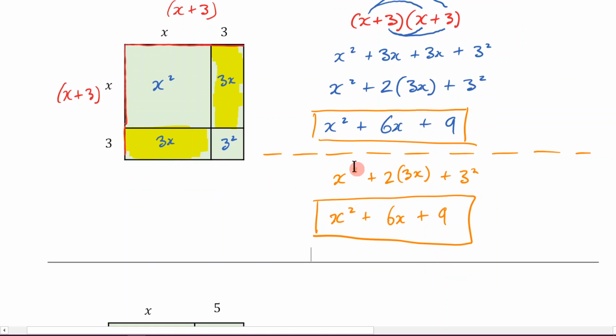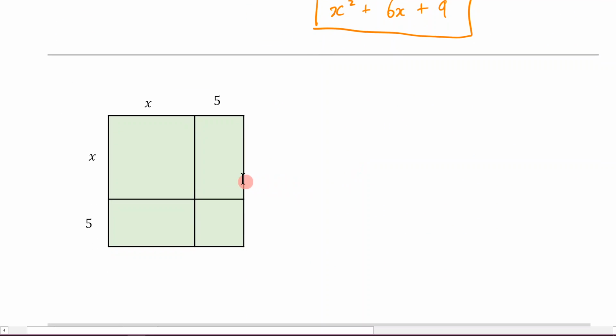Let's go through another example here. So here is another perfect square. The way that we're going to write it is x plus 5 squared. So remember, this right here, my friends, is a perfect square.